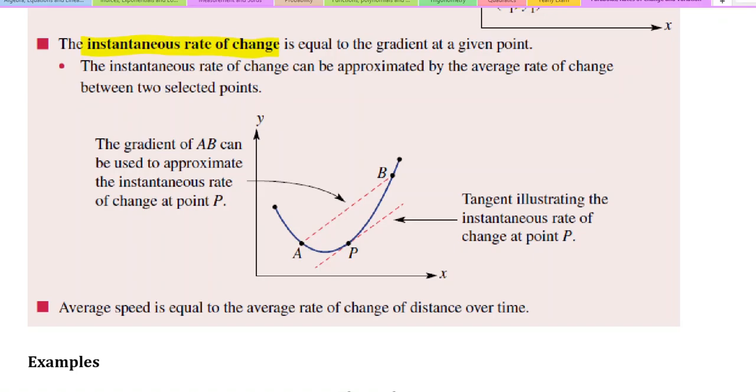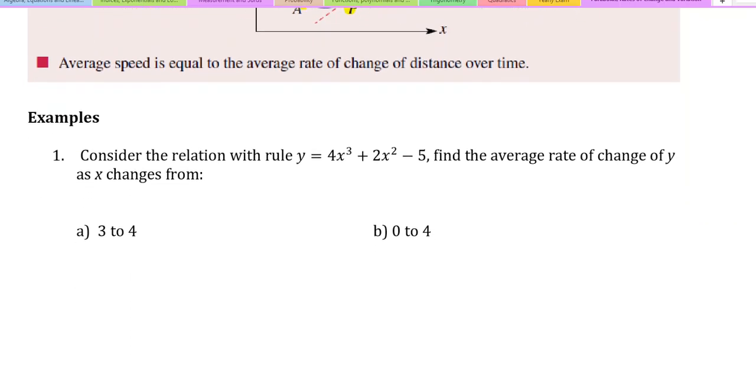So I want to know the rate of change at this point P here, but I don't have enough information to find that. Instead, what I do is I find another 2 points, so A and B here, that have that same slope, and I use that to approximate the rate of change of P. Final dot point here says that average speed is equal to the average rate of change of distance over time. So let's have a look at some questions.